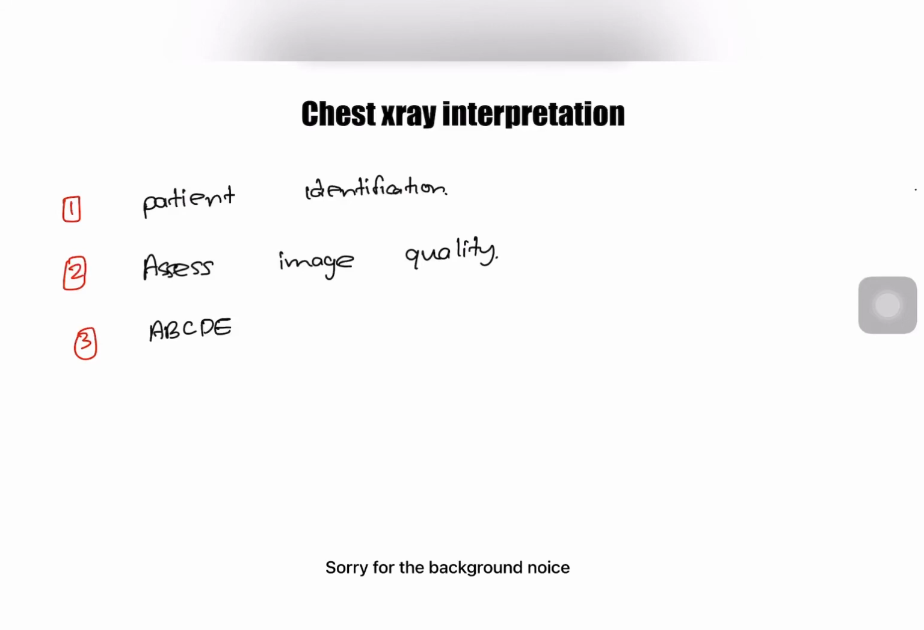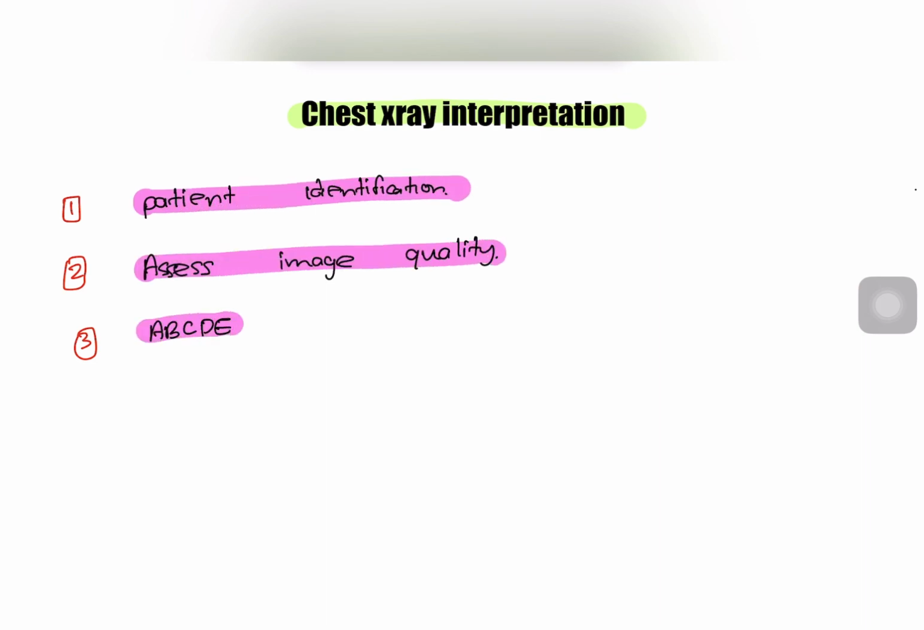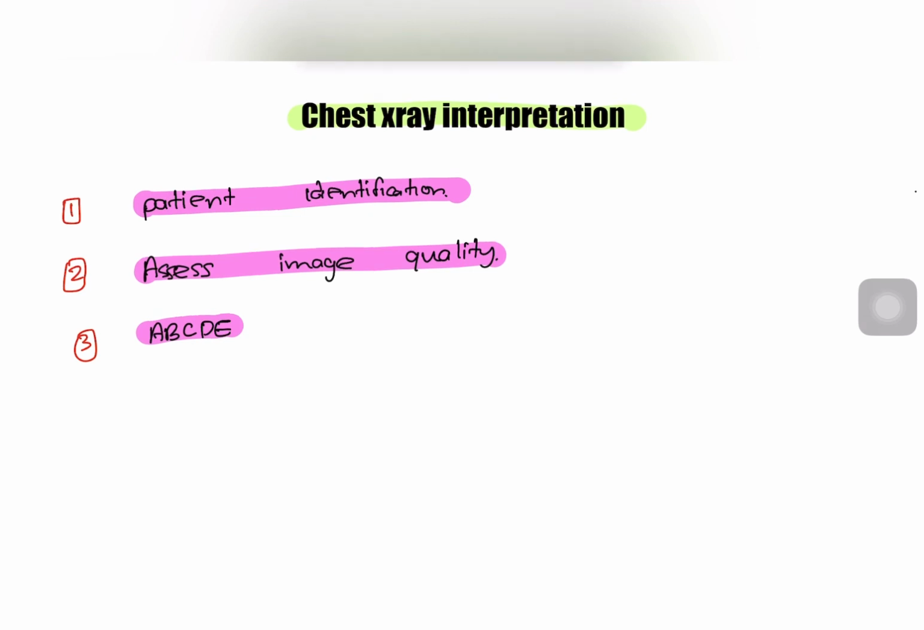In chest X-ray interpretation, there are three main parts. One is patient identification, then assess image quality, and then the ABCD approach. In the patient identification part, we can use patient name, date of birth, and a specific identification number.